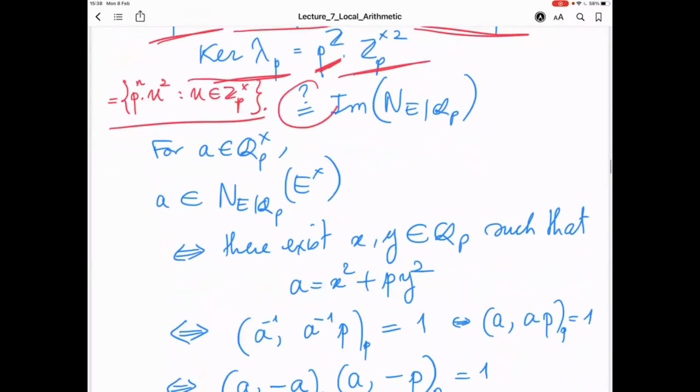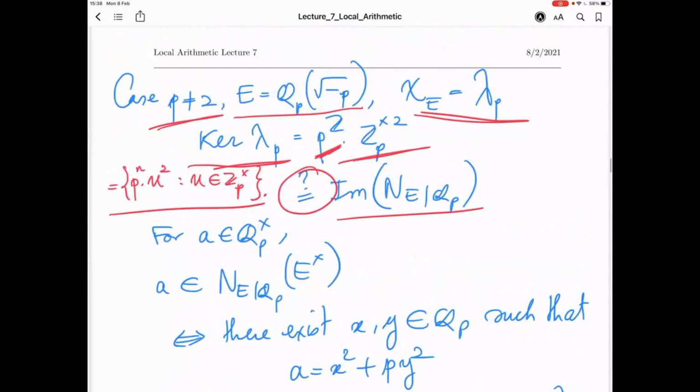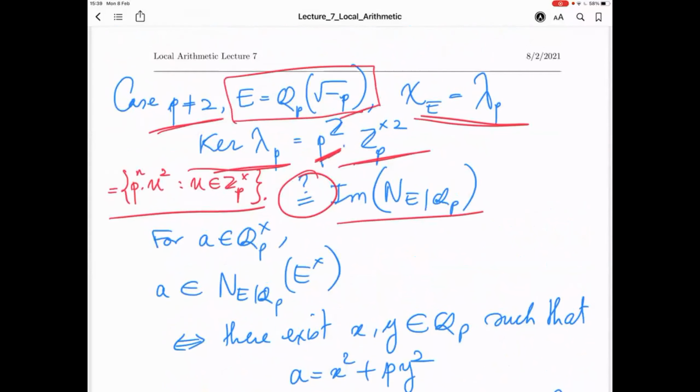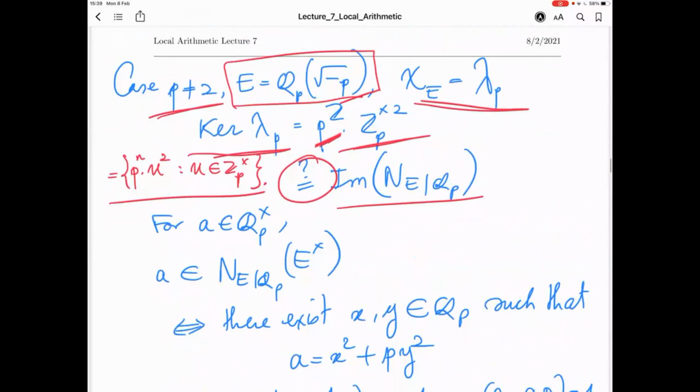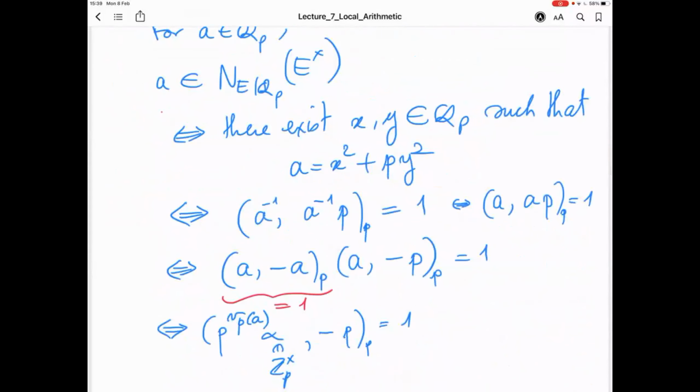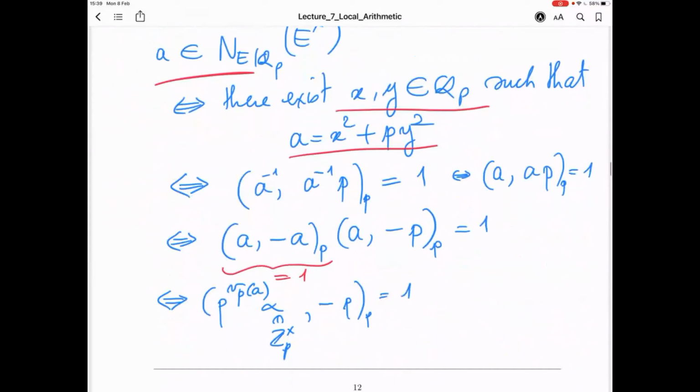And we have to check whether it's equal to the image of the norm map from E. E is now this quadratic extension. Something is a norm if and only if there exists x, y in Q_p such that this A is equal to x squared plus p y squared.